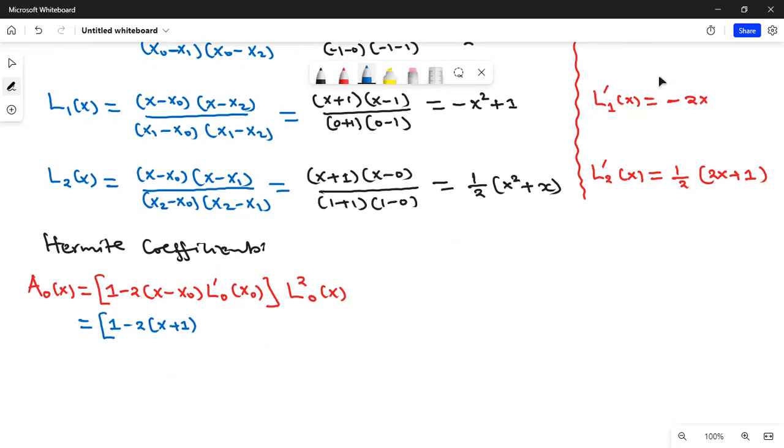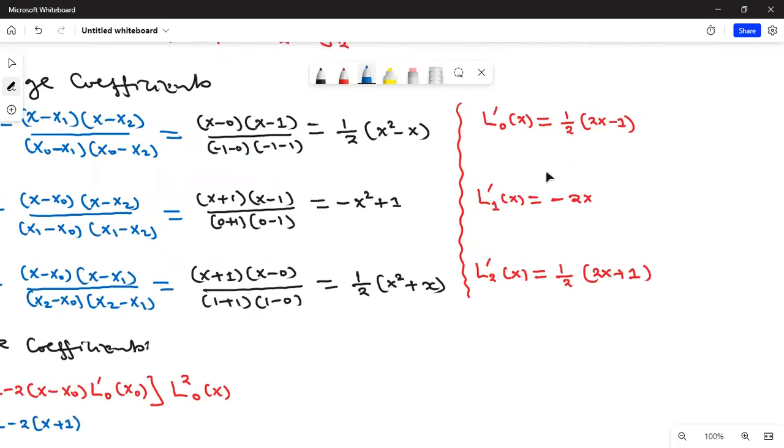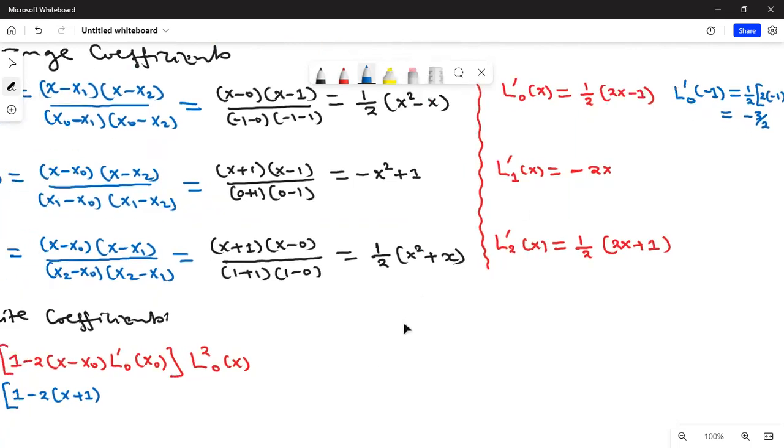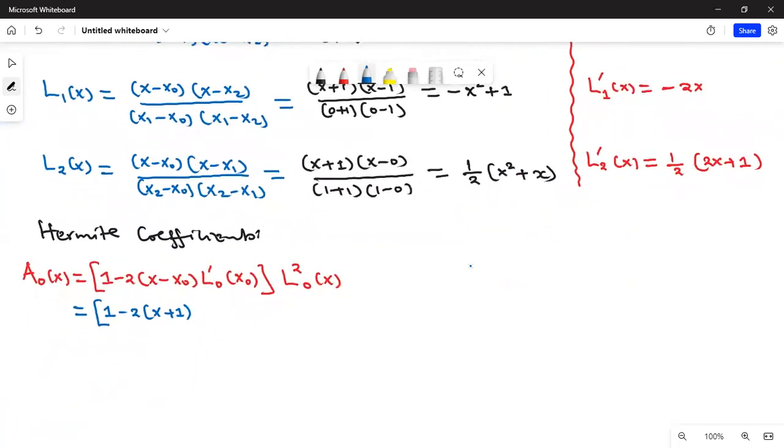So what I'll do, I'll go back here. Where there is x, I'm going to put negative 1, so that here you get L0 prime of negative 1, which is our x0. What will we get here? It will be 1 over 2 times (2 into negative 1 minus 1). And so this should give you negative 2 minus 1, that's negative 3. So the answer is negative 3 over 2. So the result here is negative 3 over 2.